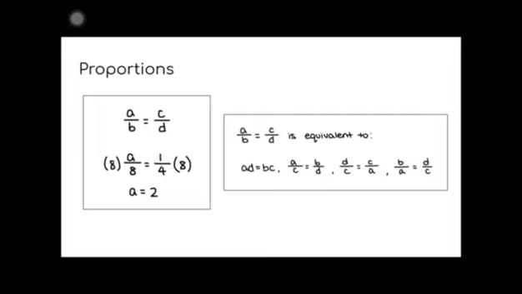A over b equals c over d is also equivalent to ad equals bc, a over c equals b over d, d over c equals c over a, and b over a equals d over c.